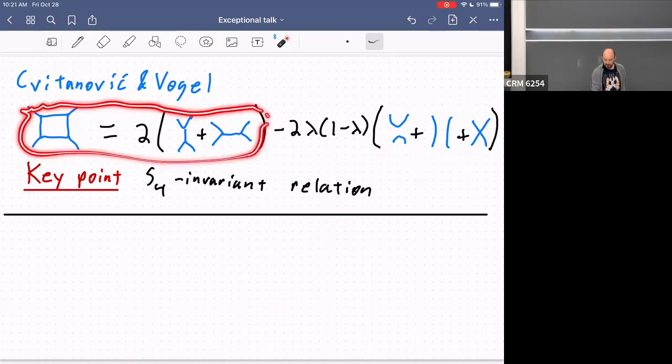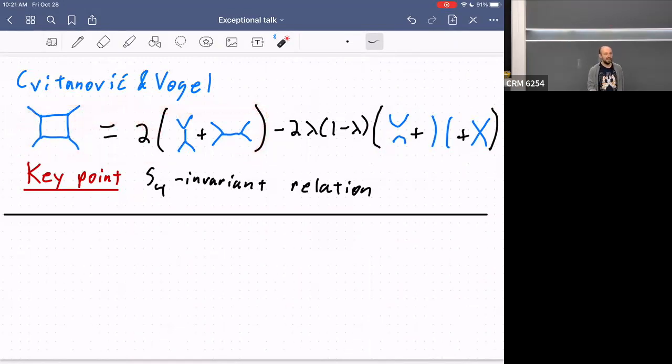If I move this 2 over to the other side, that sum of 3 diagrams is also invariant under the symmetric group. You have to use a Jacobi relation. It's kind of not obvious that it is, but it works out. So up to the fact that we normalize this in a particular way, this is just the most general S4 invariant relation you could write down. And so there's no choice here. As soon as you know the tensor product breaks up the way that it did, you're going to have this equation for the correctly chosen lambda.